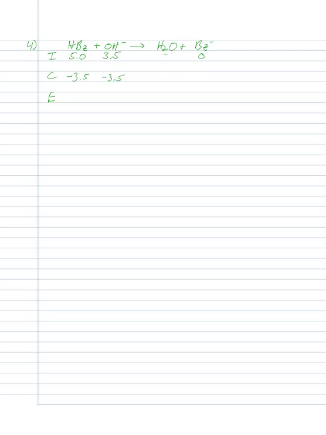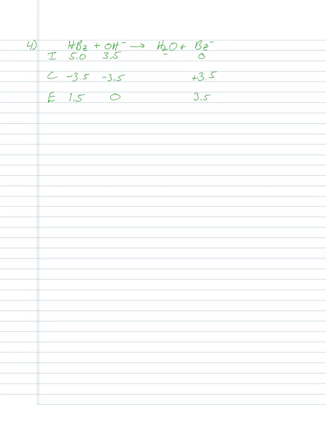And don't forget here, we're going to have a plus 3.5. Okay, so carry on down here. We get 1.5 millimoles of the benzoic acid, none of the hydroxide left, and 3.5 millimoles of the benzoate. And now when we look at that, what we see is that we still have some of the weak acid left, and we've made some of its conjugate weak base.